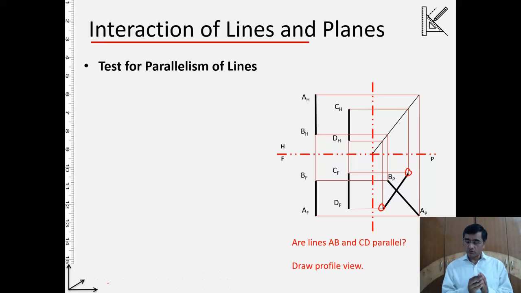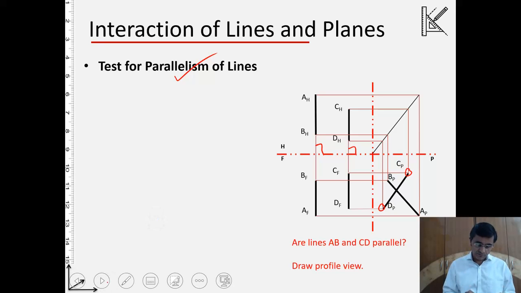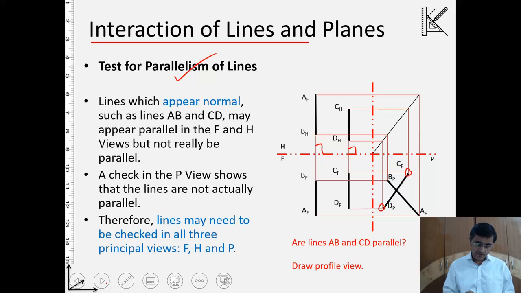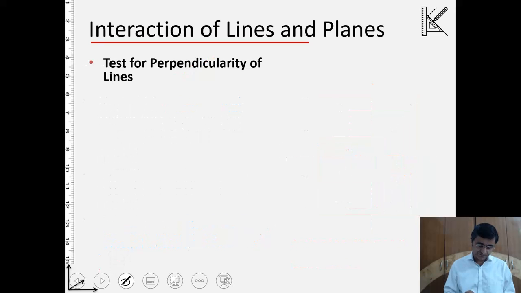So what you notice on the profile projection, these two lines are intersecting, so they are not parallel to each other. Whenever we are testing lines for parallelism, we should look at the lines in three orthogonal planes. If the lines are not normal like this, then if the lines are parallel on two adjacent orthogonal planes, the lines will be parallel. I'm just recording this over here, and you can take notes of this, read these and understand it.